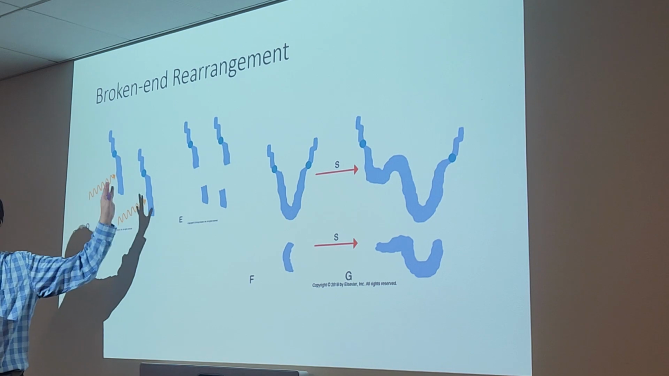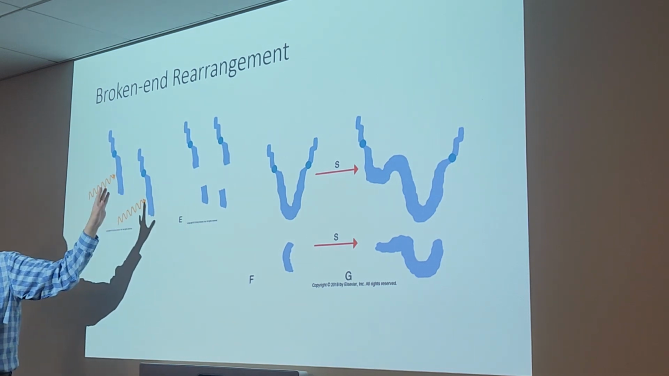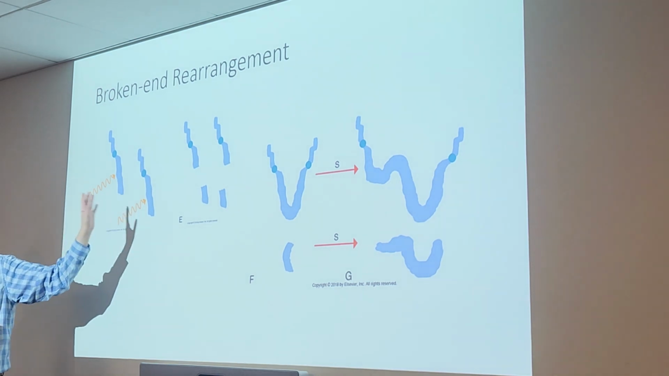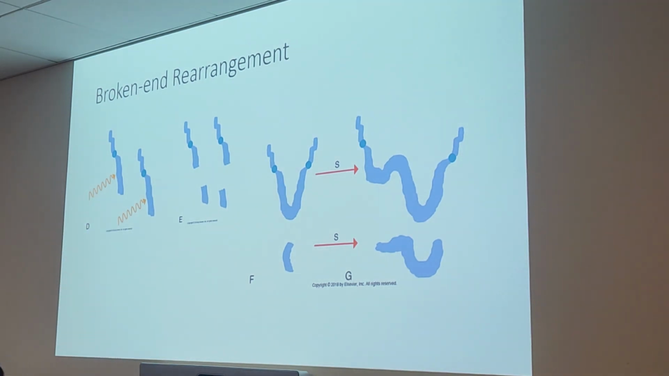Right? Remember, all of these are double strand breaks that we're talking about. Okay, so double strand breaks can lead to really weird things. And that's why they are so dangerous, because these chromosomes will not function properly.